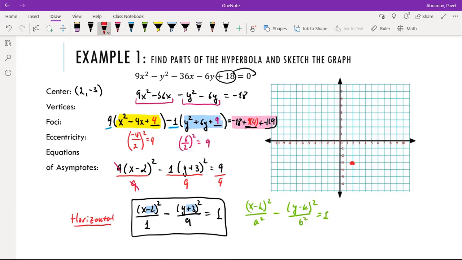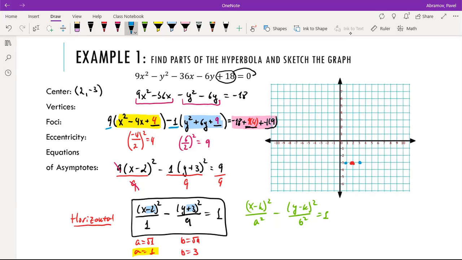So it's going to be a horizontal transverse, or horizontal hyperbola, if you want to call it unofficially, which means that our a is going to be the square root of 1. Therefore, a is equal to 1. And our b is going to be the square root of 9, which means b is equal to 3. We're going to be moving horizontally with our a. So our a equals 1, which means we're going to be moving horizontally 1 to the left, 1 to the right. So these are the vertices.